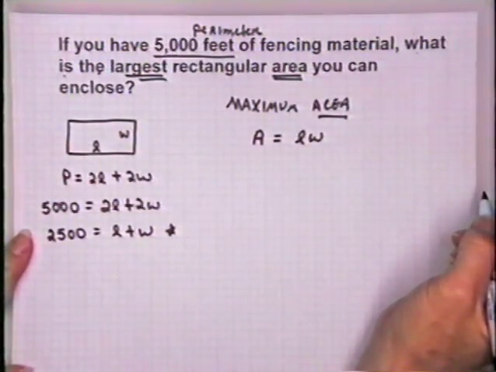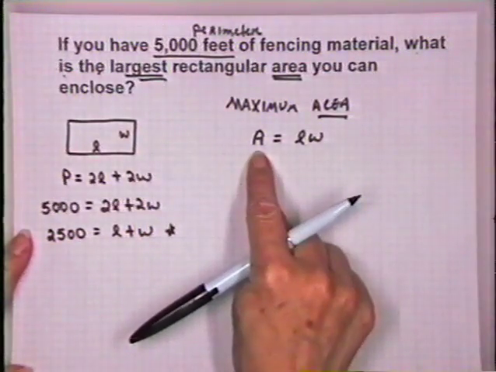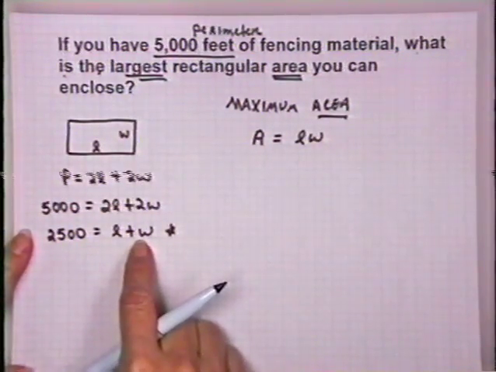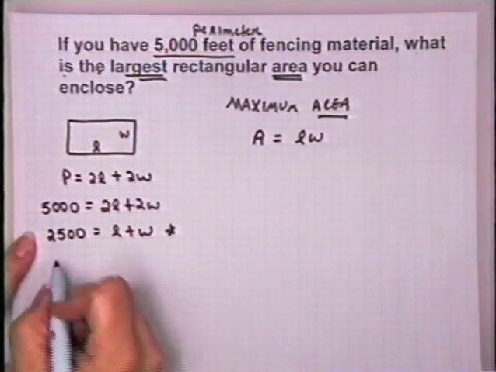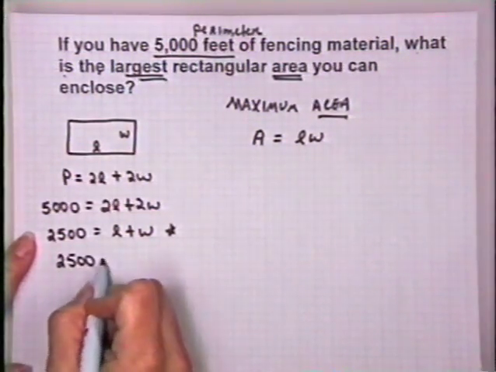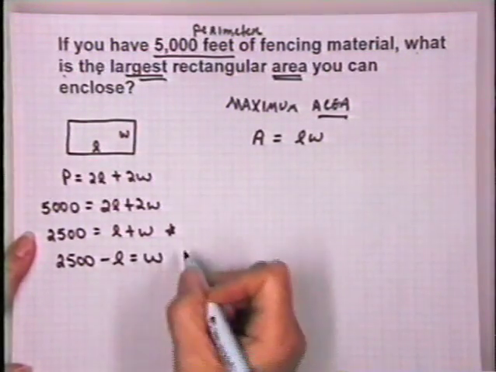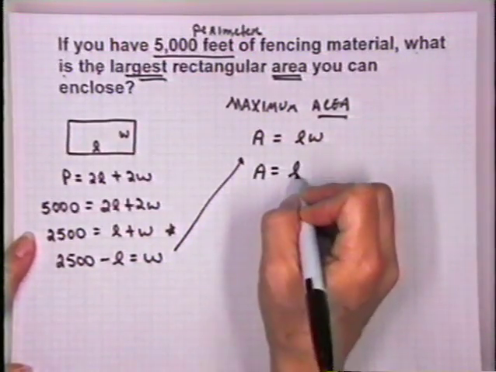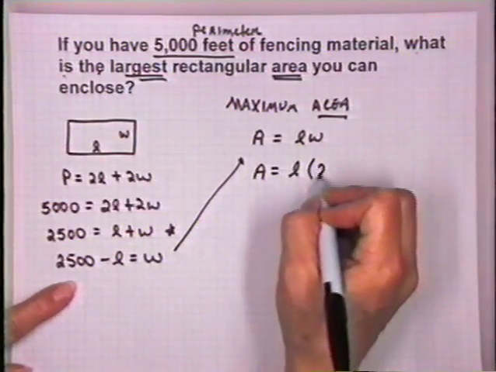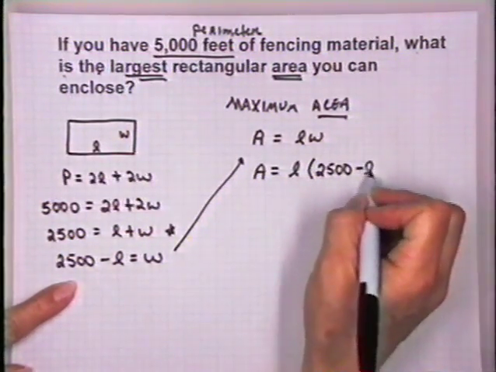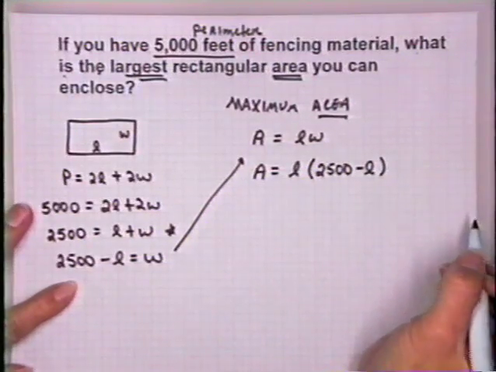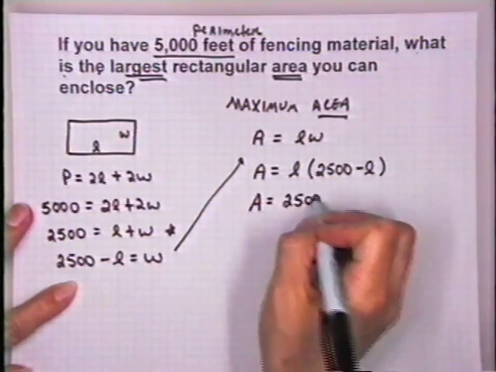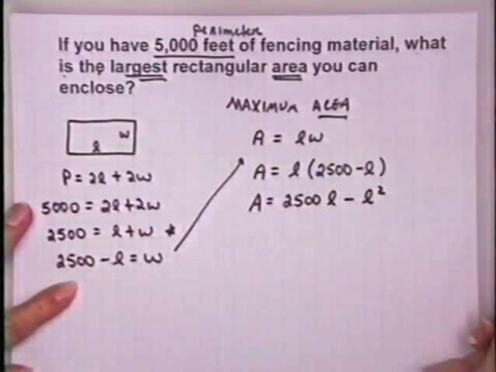Okay? What I want to do is to write this area equation so that it does not have 2 variables over here. So what I'm going to do is use this one. I'm going to solve this equation for W. 2,500 subtract L will equal W. And I'm going to take that and substitute up here. So area will equal length L. In place of W, I'm going to replace that with 2,500 minus L. Okay? Now let's multiply this out. I have 2,500 L minus L squared.